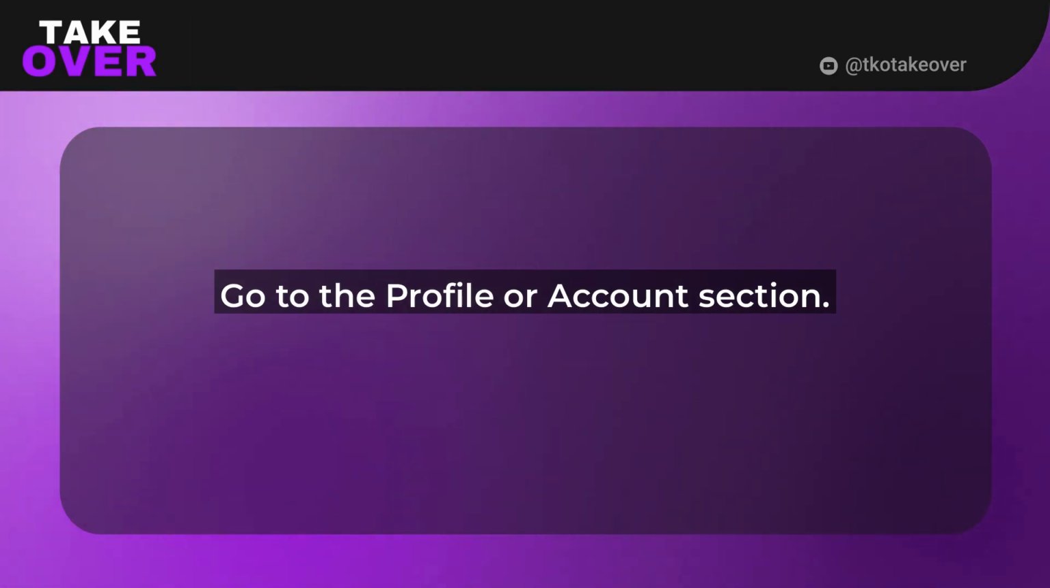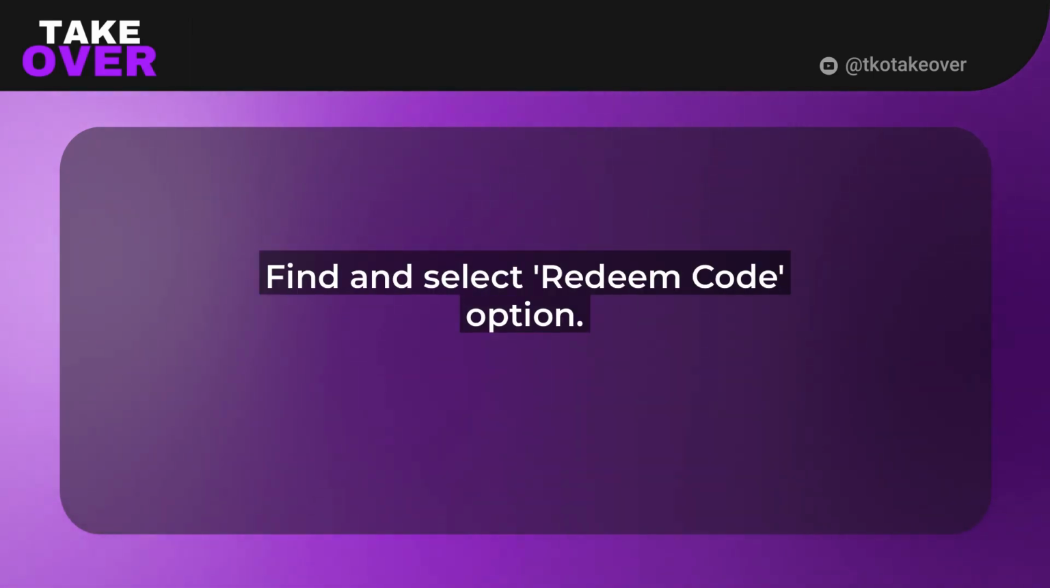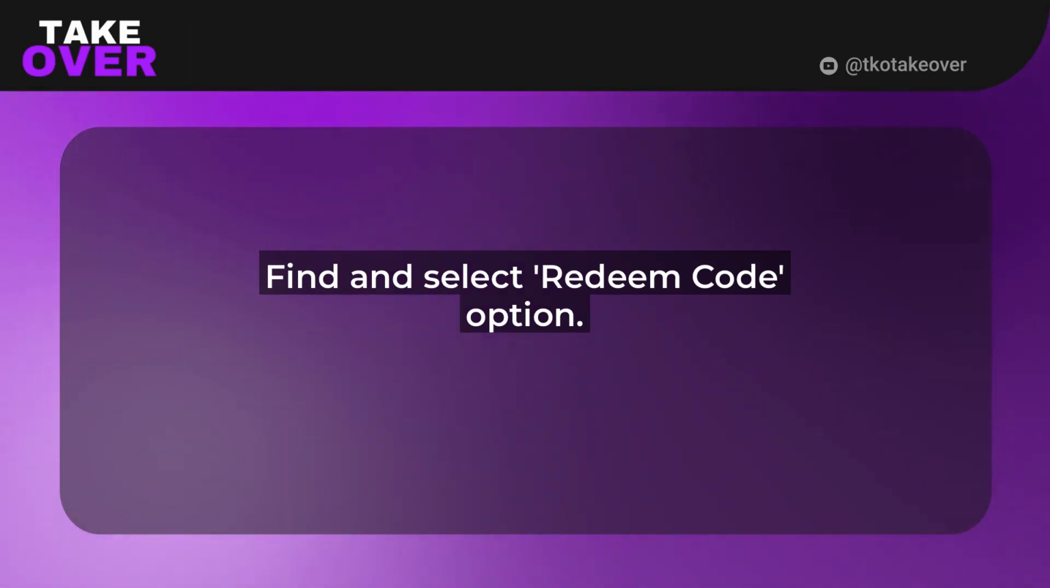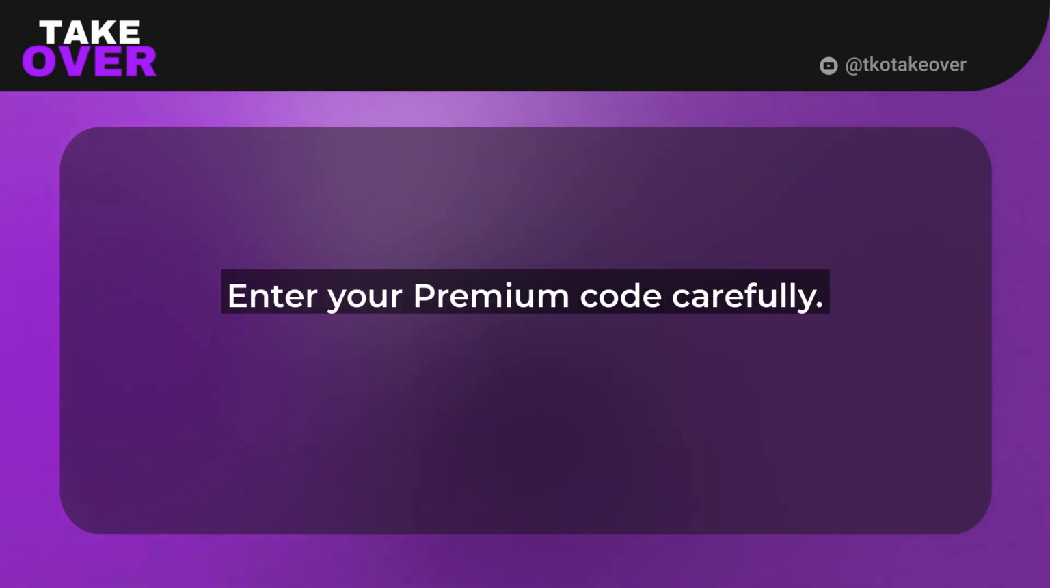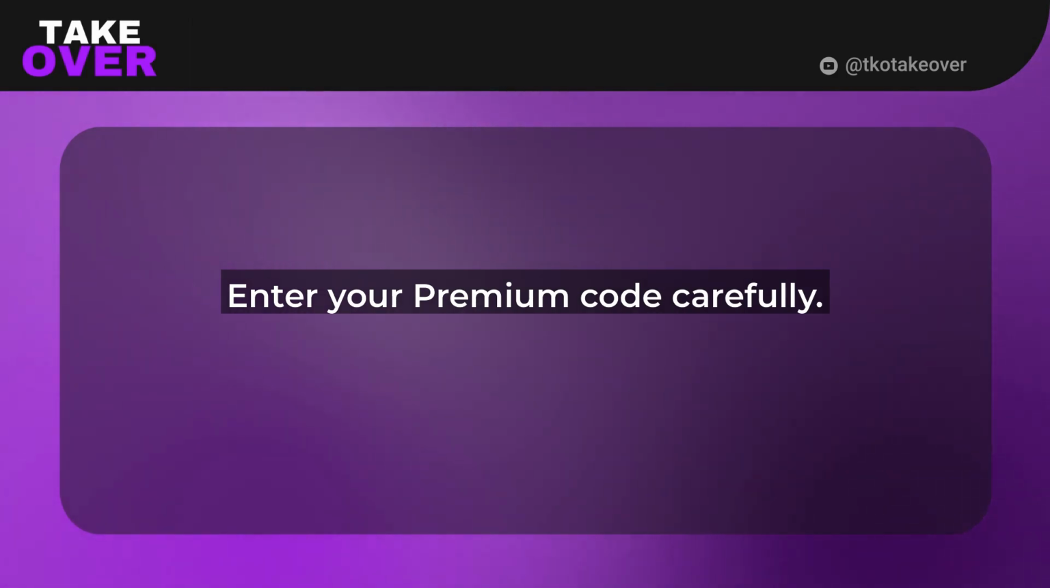It's quick and easy. Once you're logged in, look for the Profile or Account section. This is usually in the top right corner of the app or website. Click on it, and then find the option that says Redeem Code or Gift Card. Don't worry if the exact wording varies slightly, it's often under Settings or Subscriptions. When you spot it, click to open the redemption page.